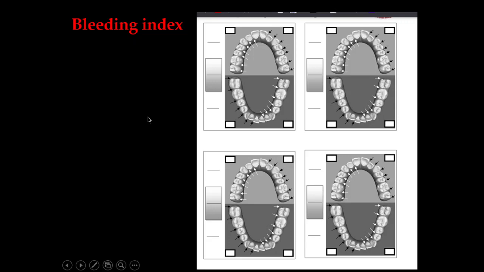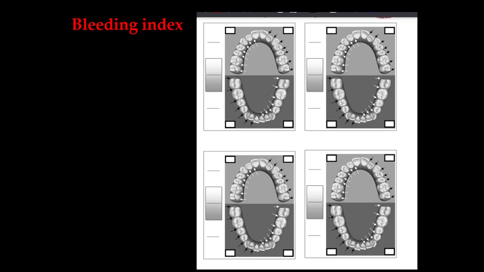Next page, the bleeding index. Here we have 4 figures. Why 4 figures? Visit number 1, visit number 2, visit number 3, visit number 4.